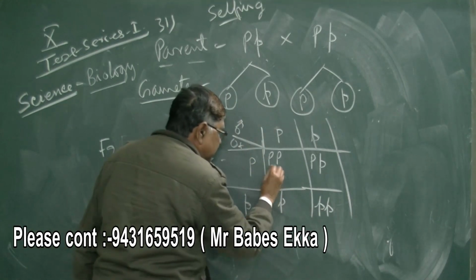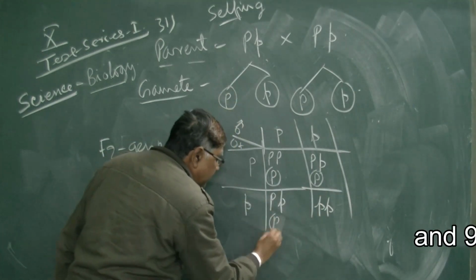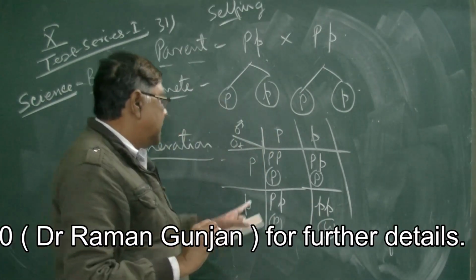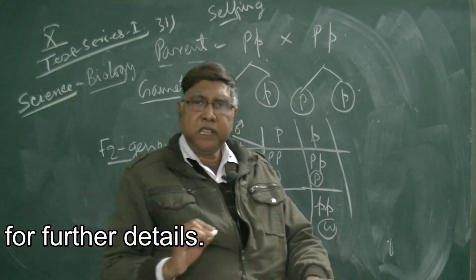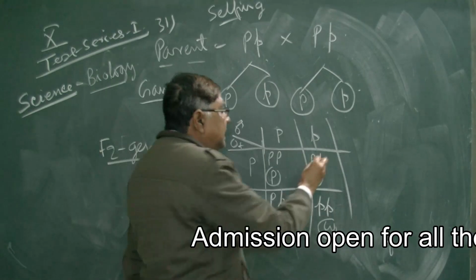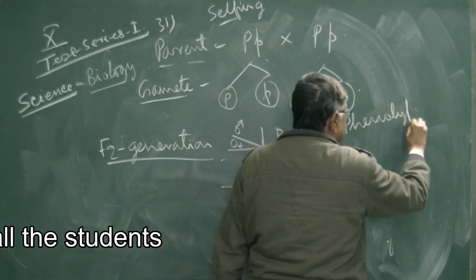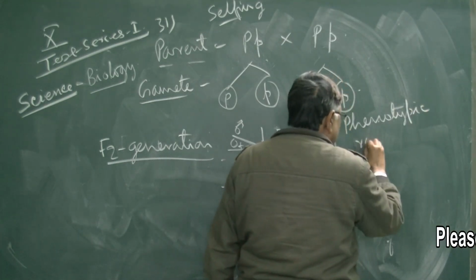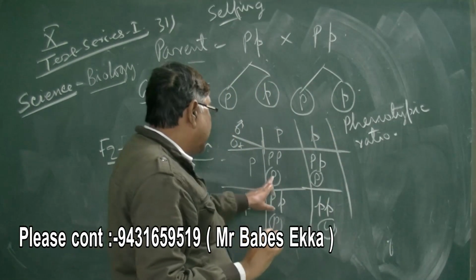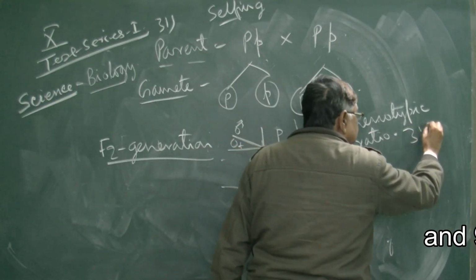It is purple, following the law of dominance. It is also purple and it is white. Means out of 4 plants, 3 plants are purple and one plant is white. Means what is the phenotypic ratio of this one? Phenotypic ratio means the externally appeared character. Externally appeared character purple, purple, purple means 3, and 1 white. The ratio is this one.